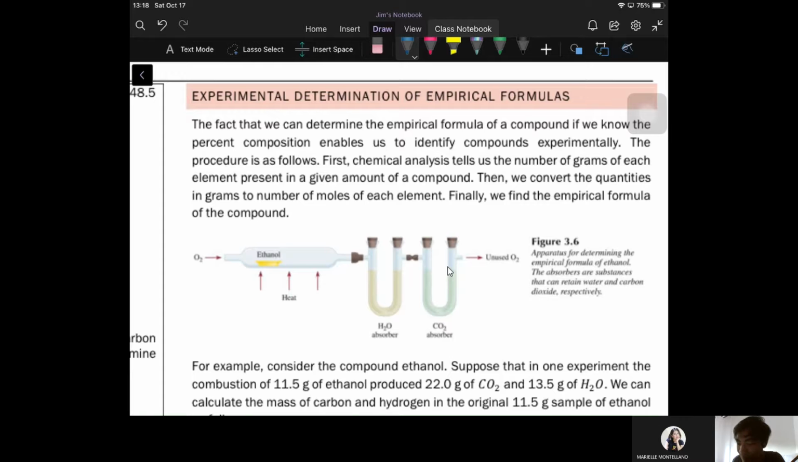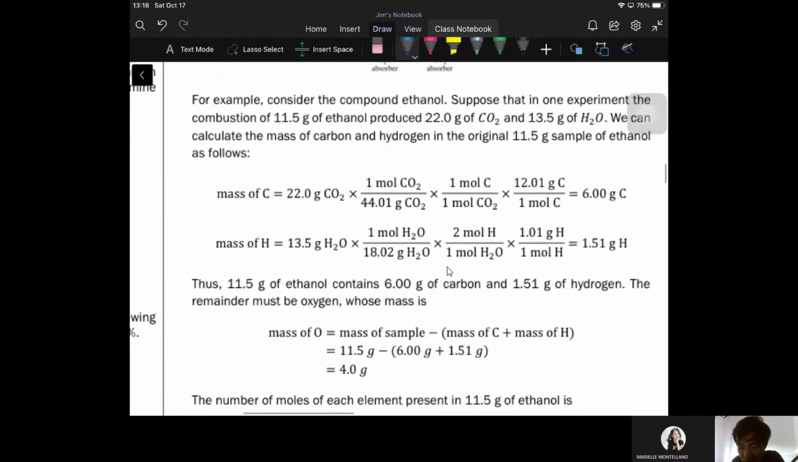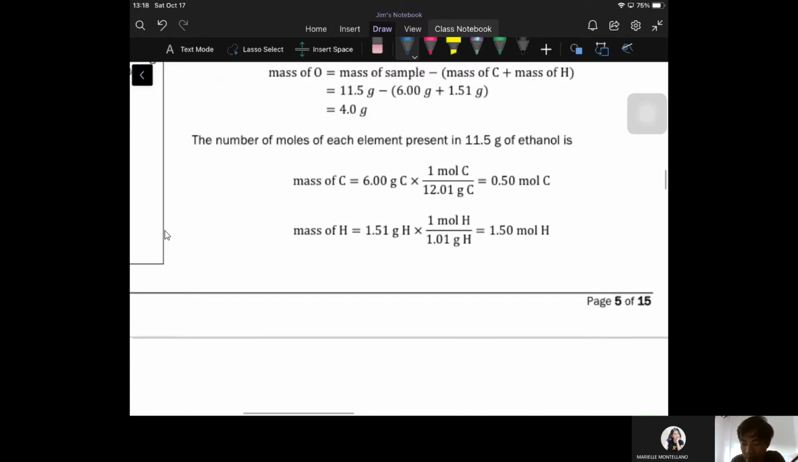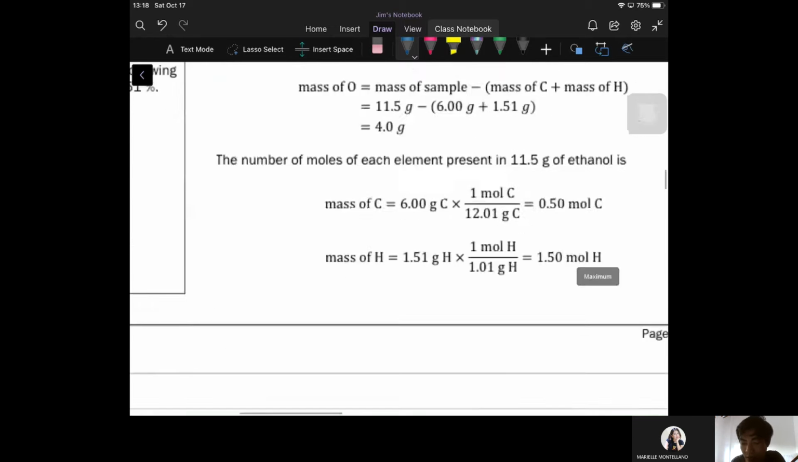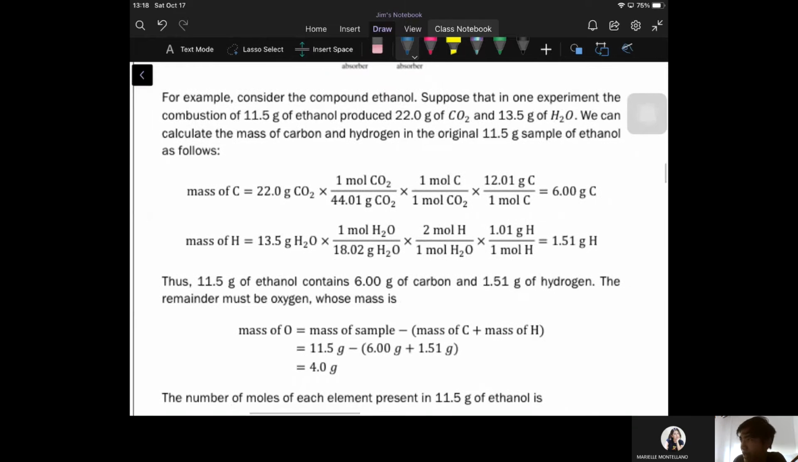So, pag nalaman mo yung amount ng water at nalaman mo yung amount ng carbon, pwede mo na makuha yung empirical formula. No? So, paano daw yan? So, ganito lang. Medyo fancy lang yung steps, although same lang. So, ganito daw. Sabi dito, for example, magbibigay pa ako ng example dito. Consider the compound of ethanol.